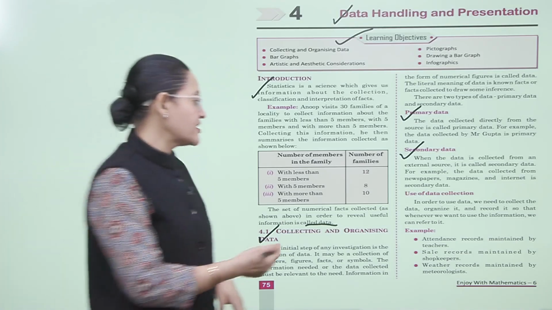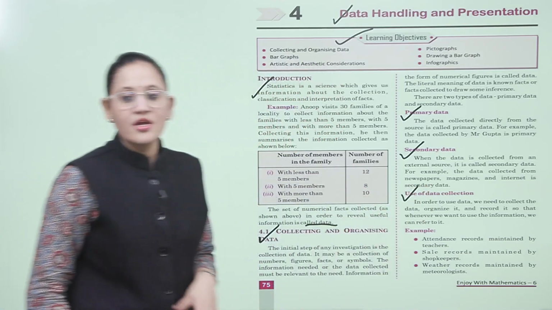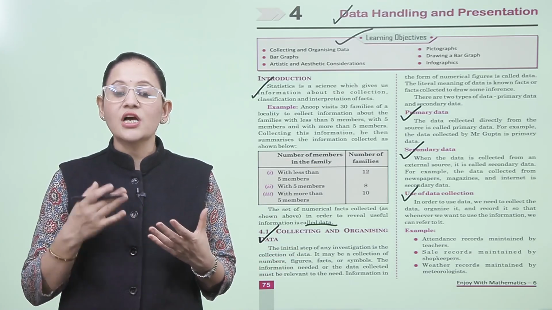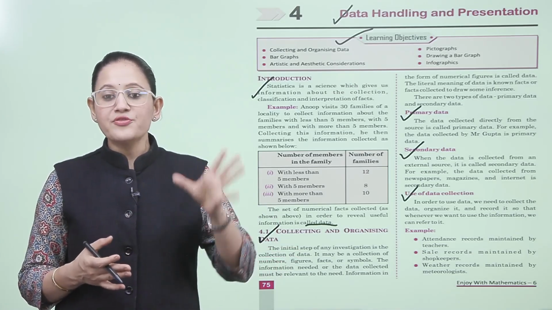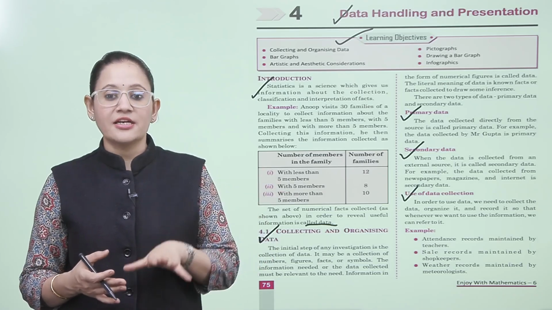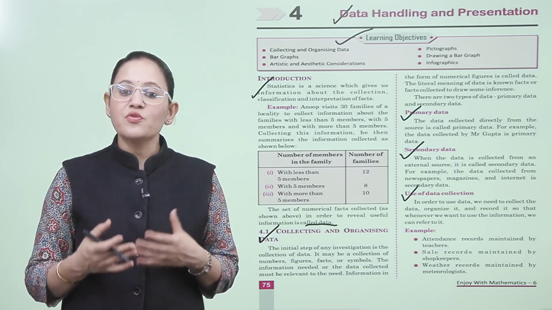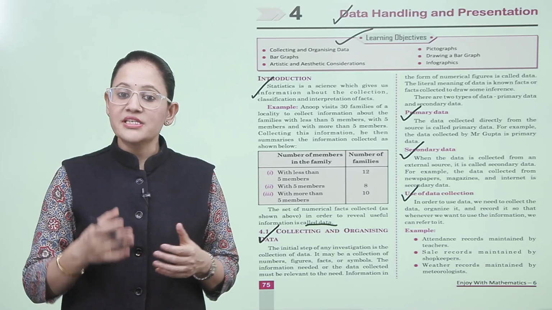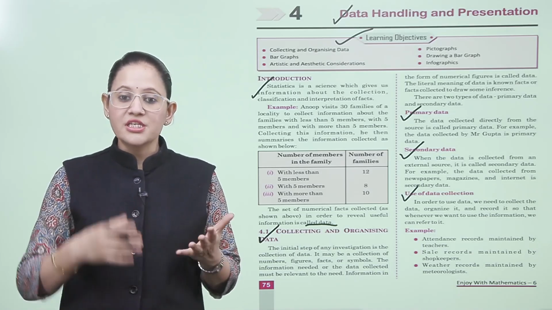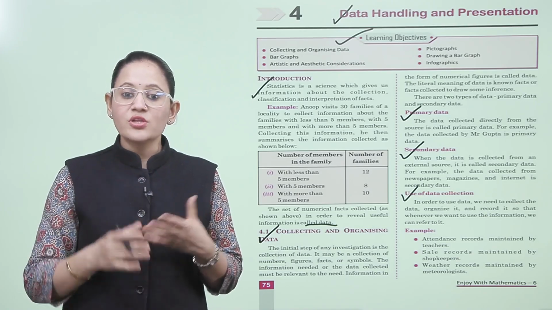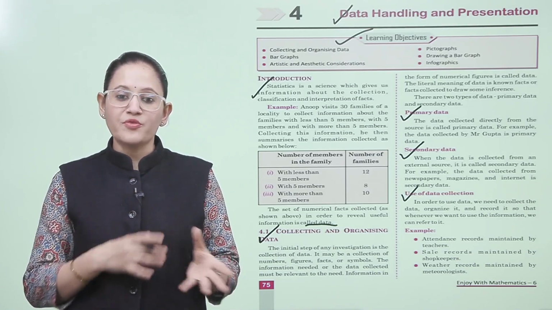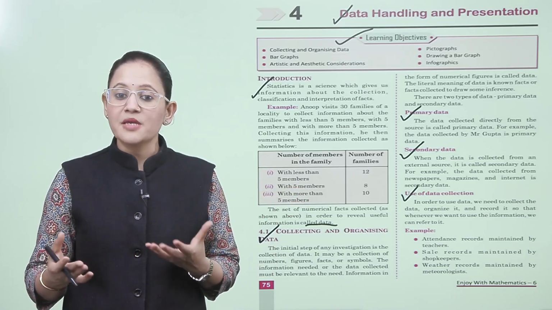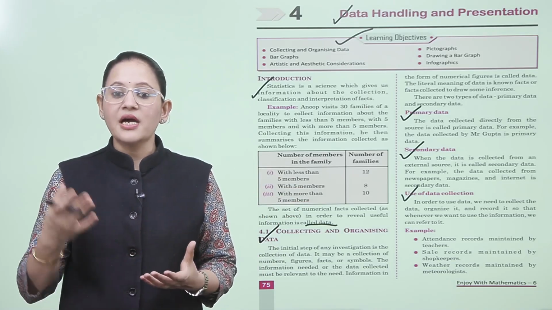Next is use of data collection. Now, once we have collected data, what is the use of that data? In order to use data, we need to collect the data and organize it. To find out information from that data, we have to organize and record it so that whenever we want to use the information, we can refer to it. For example, attendance record maintained by the teacher. In schools, the teacher maintains all the attendance records, so that whenever you want to find out information regarding that, you can take it from that data. Sale record maintained by the shopkeeper, weather record maintained by a meteorologist.